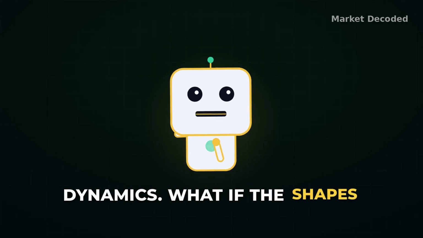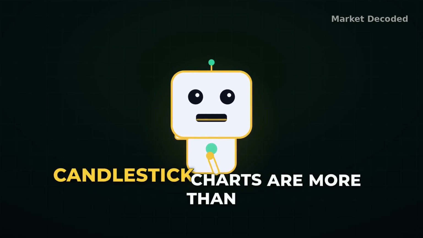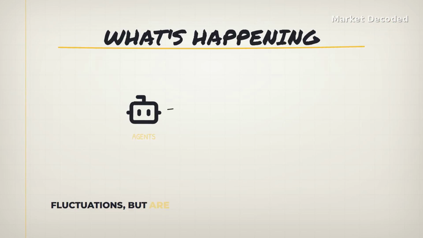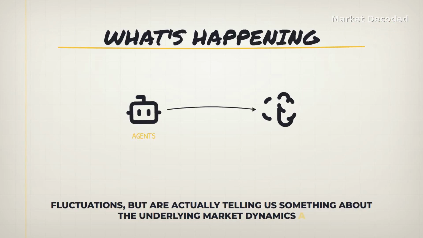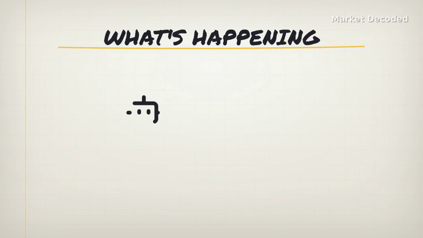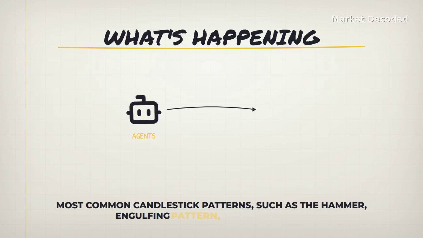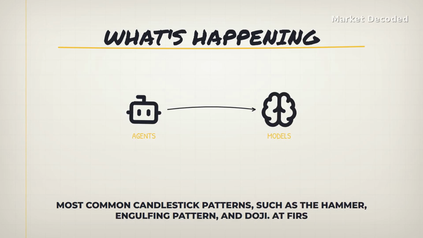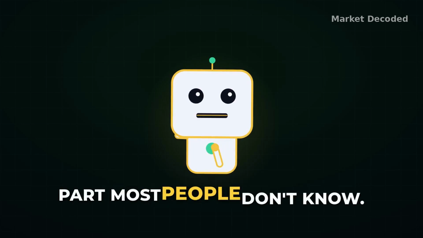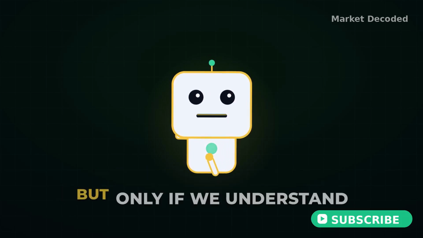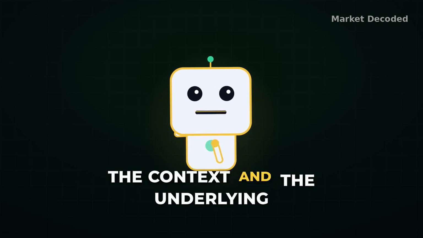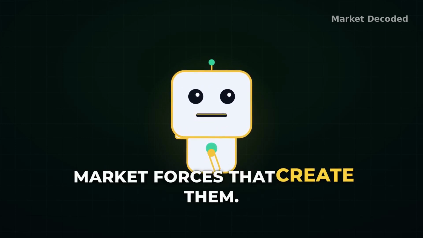What if the shapes and patterns we see in candlestick charts are more than just random fluctuations, but are actually telling us something about the underlying market dynamics and the psychology of the traders driving these trends? Let's take a closer look at some of the most common candlestick patterns, such as the hammer, engulfing pattern, and doji. At first glance, these patterns seem to signal potential trend reversals or continuations. And here's the part most people don't know: they can be powerful indicators, but only if we understand the context and the underlying market forces that create them.